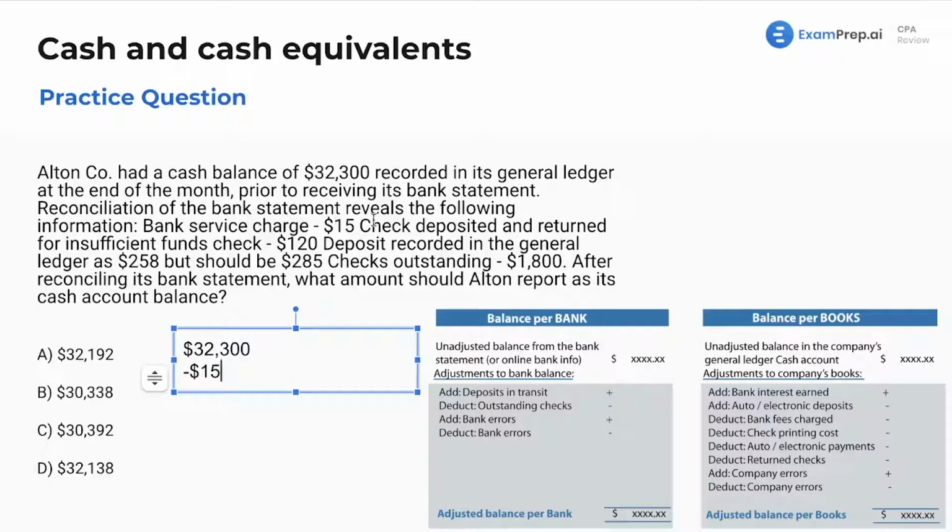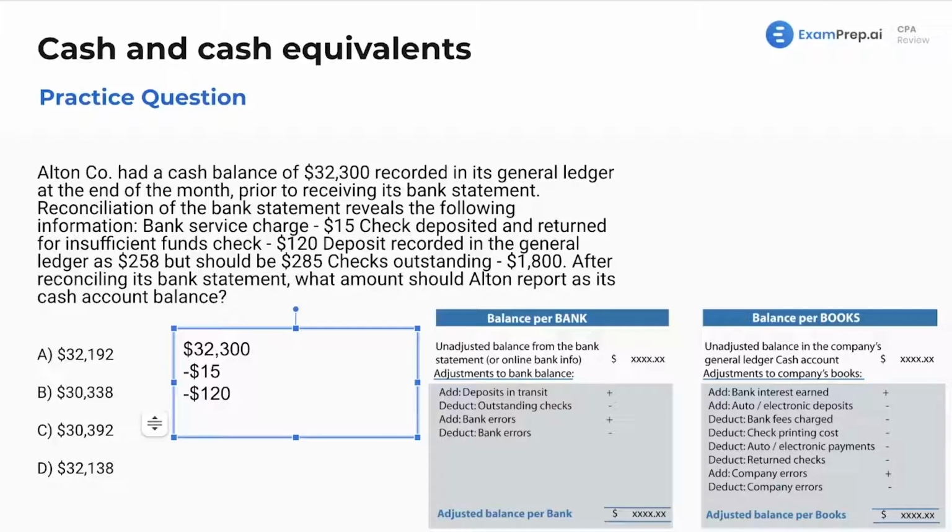Next up, checks deposited and returned for insufficient funds. This is a bounced check. Someone gave you a check to pay for your goods that they bought, and then it bounces because there's not enough money in their account. So always do a check on their credit. Make sure they can pay. Or just accept cash. Okay, now that insufficient funds check, well, the bank knew about it because it bounced. However, we did not know about it as Alton. The books in Alton did not know that it bounced. It's not an increase in money. It's for sure a decrease. So we're going to decrease $120.